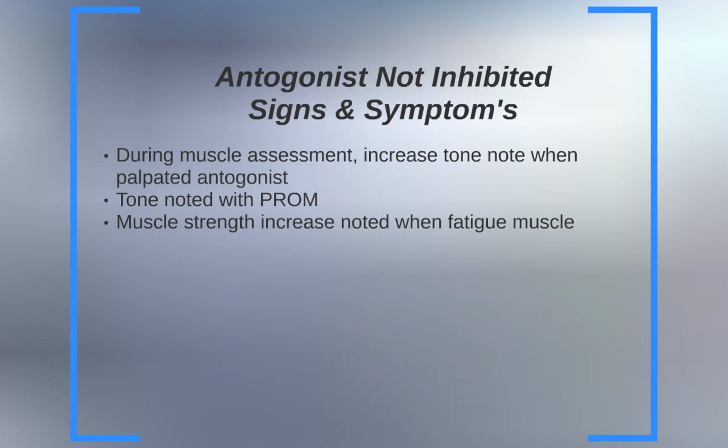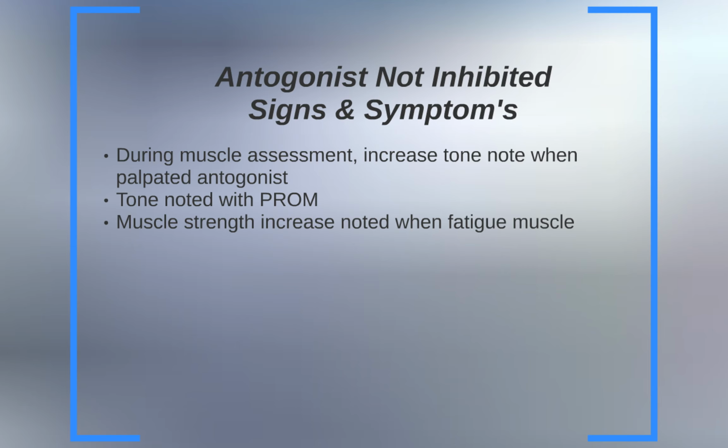So during our muscle assessment, we merely palpate the antagonist as we're asking an individual to perform an agonist activity. If we note that they have palpable activity in the antagonist, we're noting that something must be wrong in this feed-forward system or the hardwired peripheral system. Also, we're taking note of tone throughout passive range of motion.